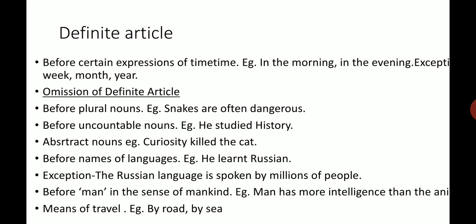Where all should we omit a definite article? Where we do not use a definite article: before plural nouns. For example, when we take these plural nouns as a whole class, snakes are often dangerous. Now here snakes are referring to the whole class of snakes. So there we will not use the before the word snakes.